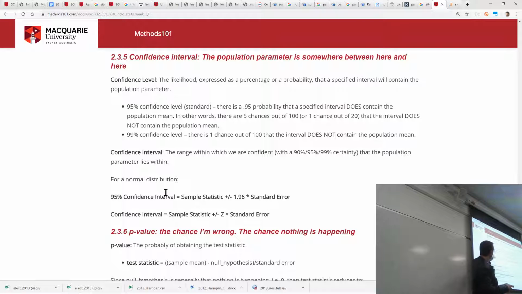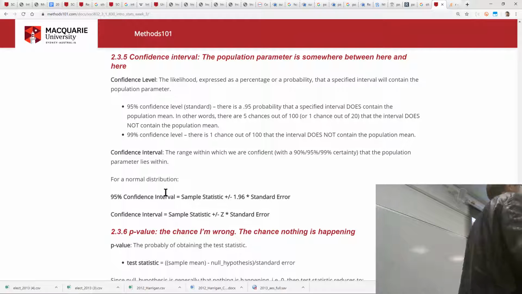The higher the confidence, the wider the boundaries, because we've got less chance of being wrong by taking in more. It turns out the 95% confidence interval can be reduced to that simple equation which I was talking about before: the sample statistic plus or minus basically 2 times the standard error. That is where you expect the population parameter to be 95% of the time.